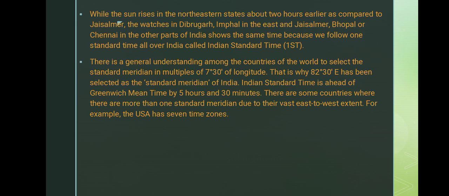There is a general understanding among the countries of the world to select the standard meridians in multiples of 7 degree 30 minutes of longitude. That is why 82 degree 30 minute east has been selected as the Indian Standard Meridian. Indian Standard Time is ahead of Greenwich Mean Time, Greenwich being a city of London, by 5 hours and 30 minutes.